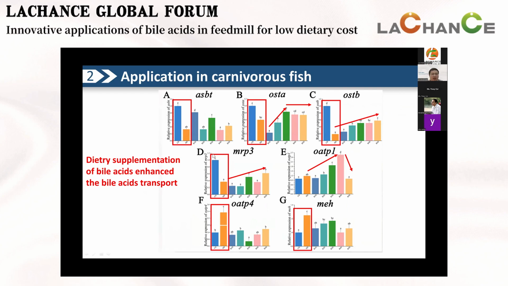And we also detected the bile acids transport related genes. We can see that the bile acid transport related gene expression was decreased in the high fat group. And after we supplemented the bile acids in the high fat diet, their gene expression was increased. So dietary supplementation of the bile acids enhanced the bile acids transport.